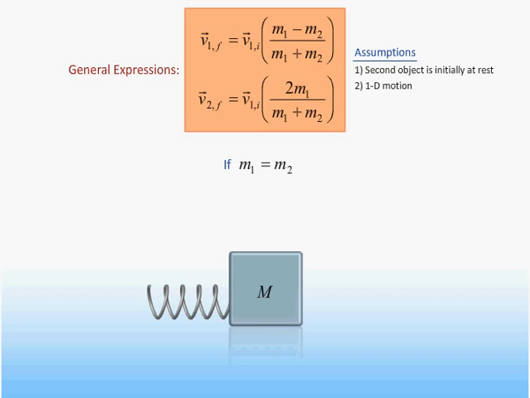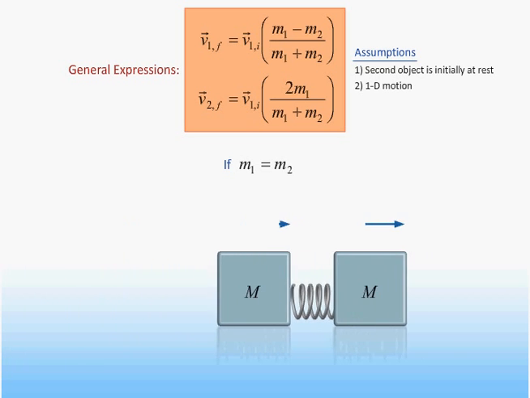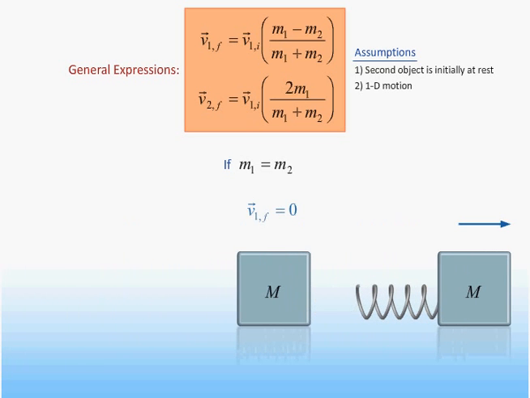First, if the masses are the same, we find that the final velocity of the first object is 0, and the final velocity of the second object is just equal to the initial velocity of the first. In other words, the objects trade roles.